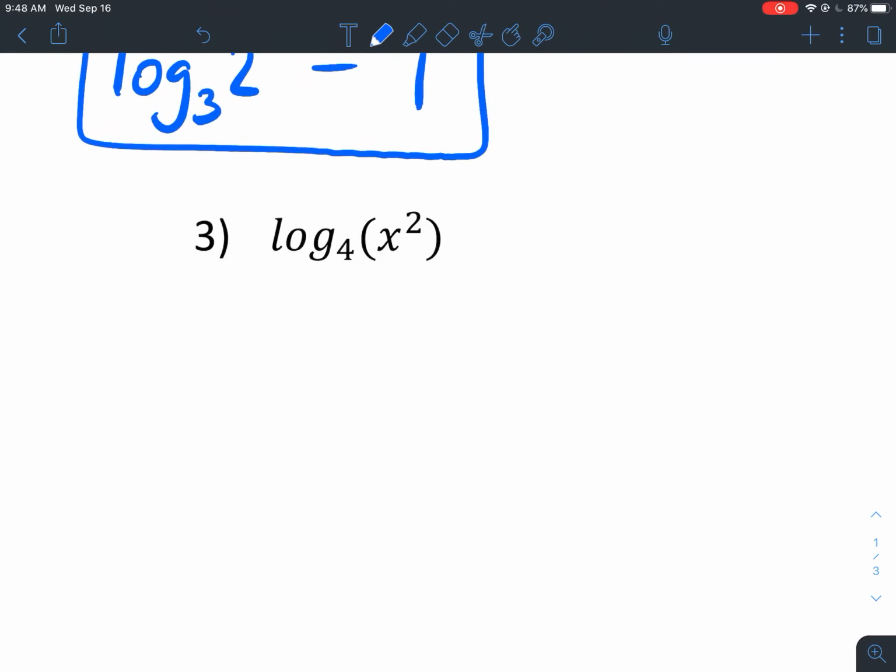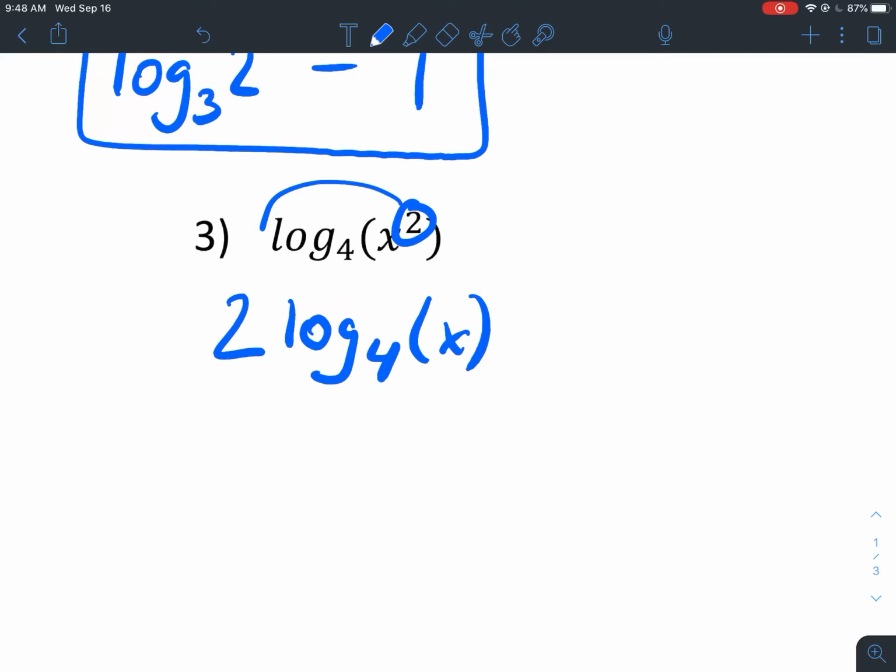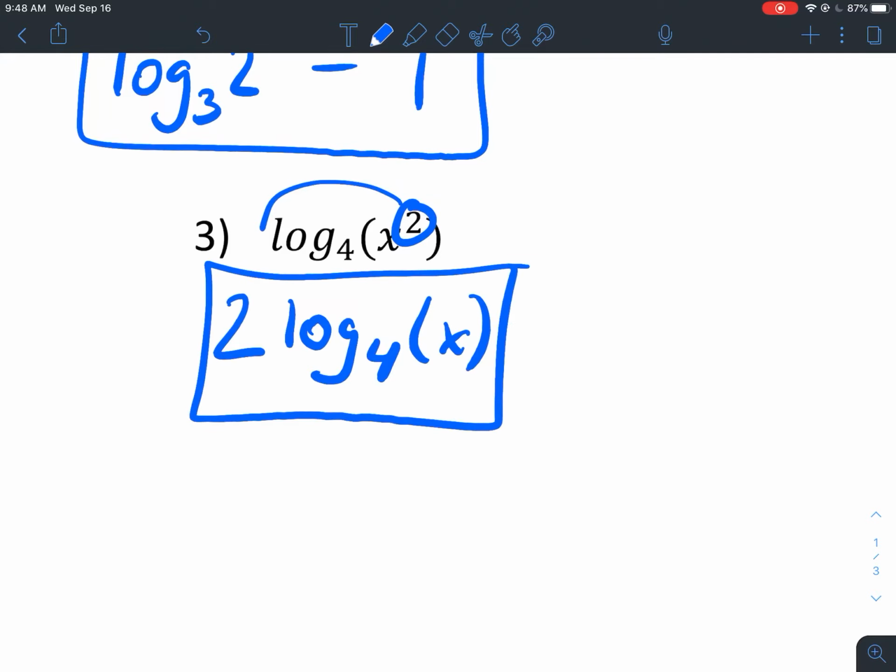Next one. We've got the power rule. We've got something being raised to a power. So if we follow the power rule, we're going to pull that down in front. So we get 2 log base 4 of x. And that would be our answer.